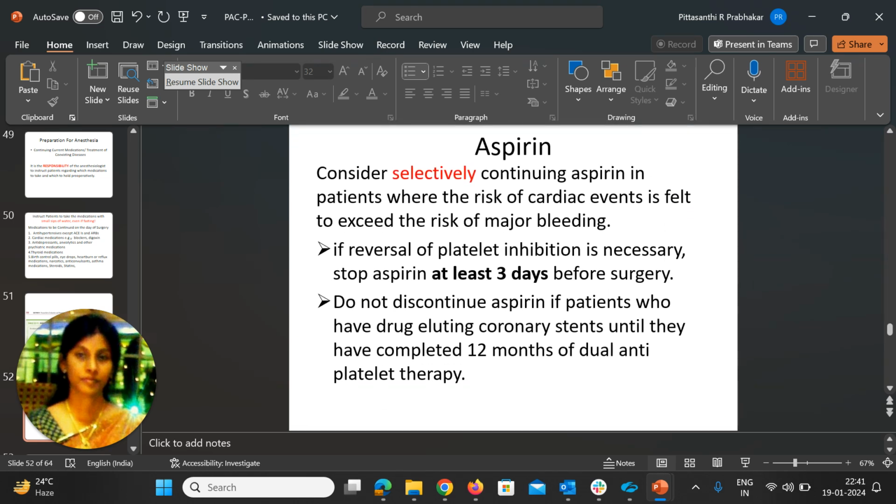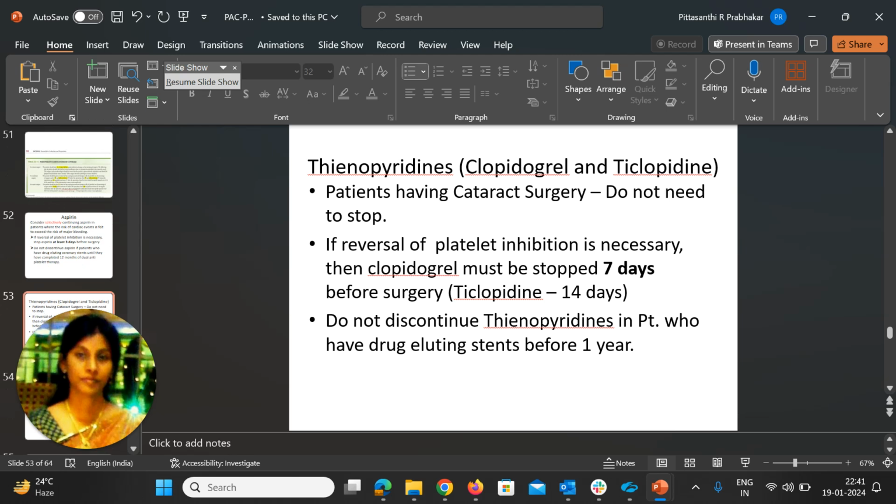Consider selectively continuing aspirin in patients where the risk of a cardiac event is felt to exceed the risk of major bleeding. If the reversal of the platelet inhibition is necessary, stop aspirin at least 3 days before surgery. Do not discontinue aspirin in patients who have drug-eluting coronary stents until they have completed 12 months of dual antiplatelet therapy.